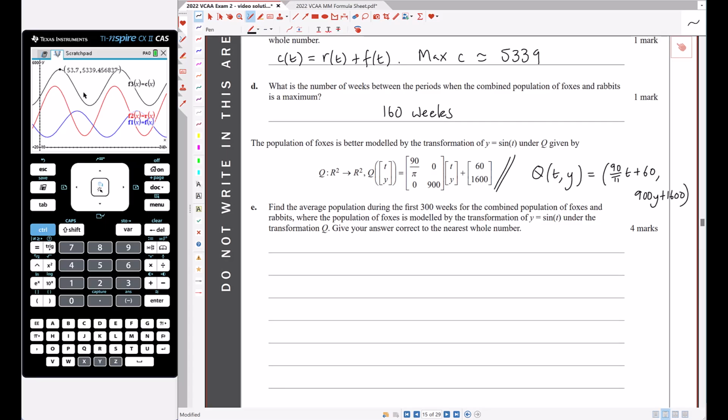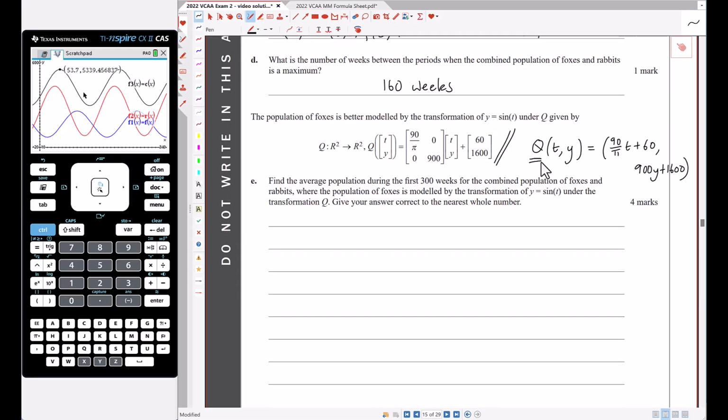So what it's saying is, when we do the transformation Q, and usually they use capital T, so this was a change of notation as well, when we transform any point on this graph, and every point on this graph has coordinates (t, y), so it's not (x, y) in this problem, we've got t values, not x values, that gets transformed to be this point. So all the t coordinates get multiplied by 90 on pi, and we add 60 to them, and all of the y coordinates get multiplied by 900, and we add 1600 to them.